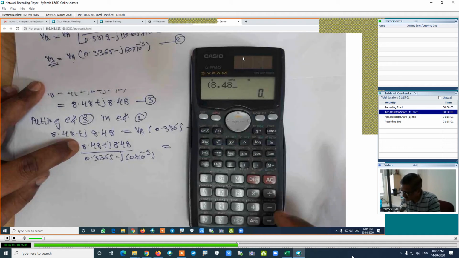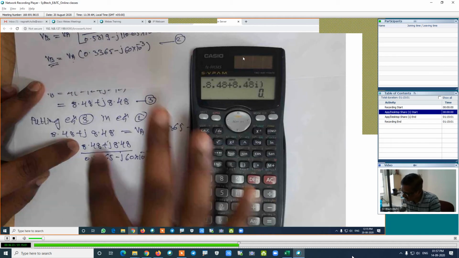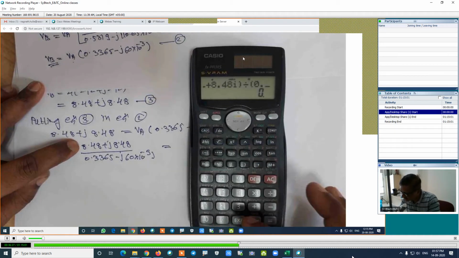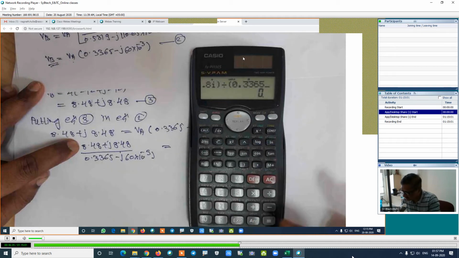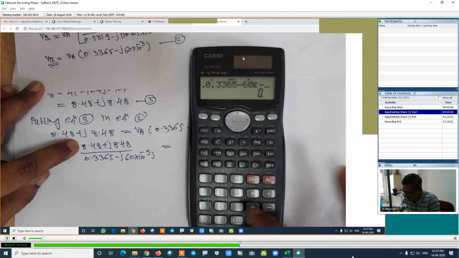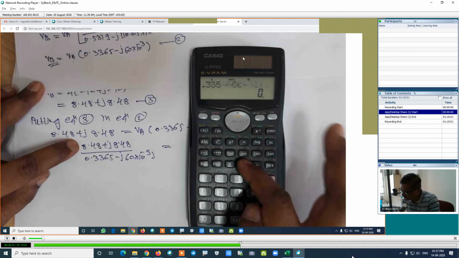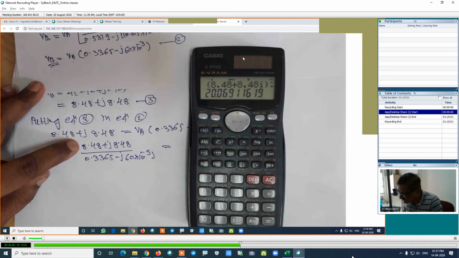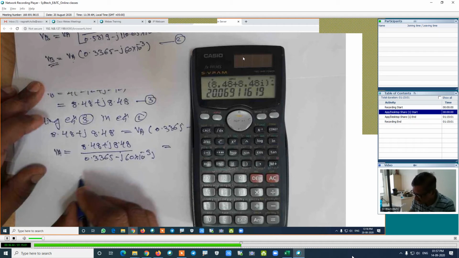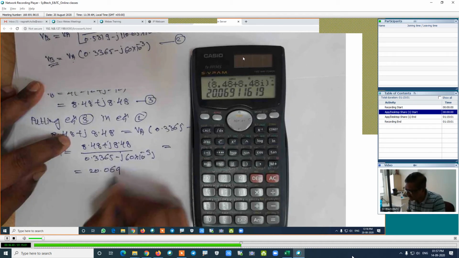8.48 plus 8.48i, close the bracket. This value divided by this value, 0.3365 minus 60 exponential of minus 3i, bracket close, which is equal to... Its value is 20.069. 20.069 is the real part.